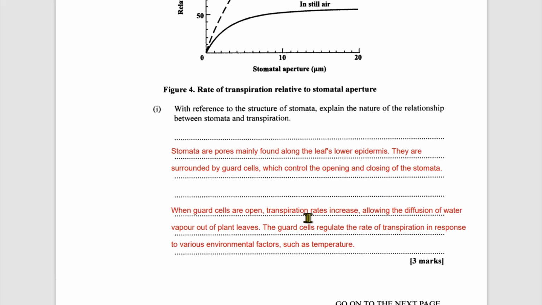The guard cells regulate the rate of transpiration in response to various environmental factors. A good example being temperature. In high temperatures, you typically will have a lot of water flow through the plant to cool it down.